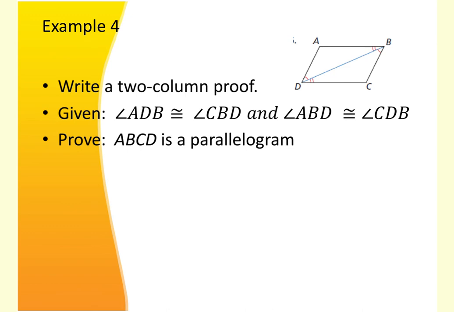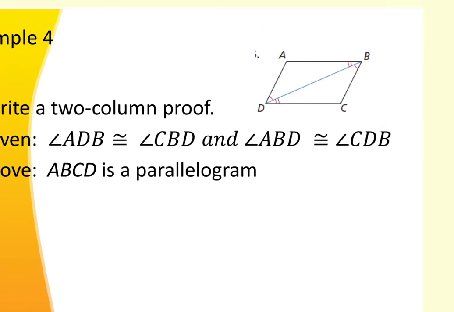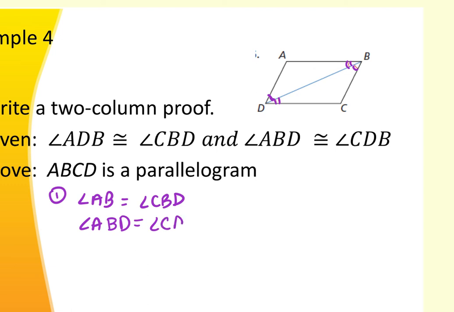The given information is that ADB, which is this one, is congruent to CBD, which is here, and ABD is congruent to CDB. So how does that information help us? I was going to say that DAB and BCD equal each other because of the definition of parallelogram. So you don't know it is yet a parallelogram. You have to show it's a parallelogram.